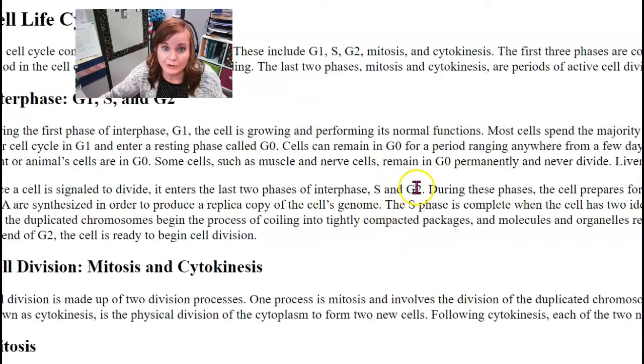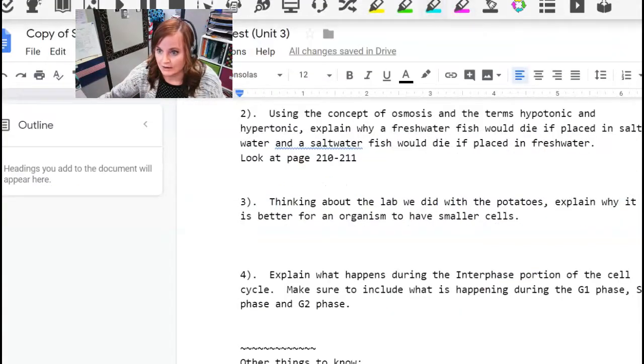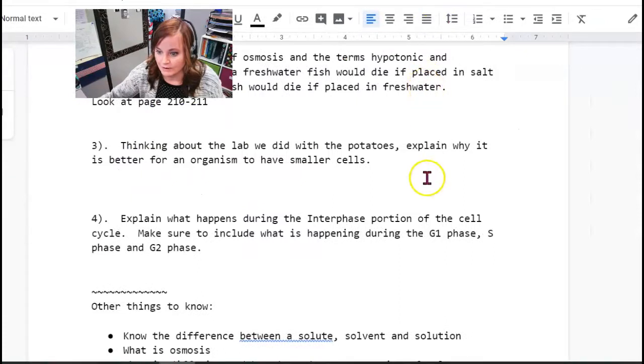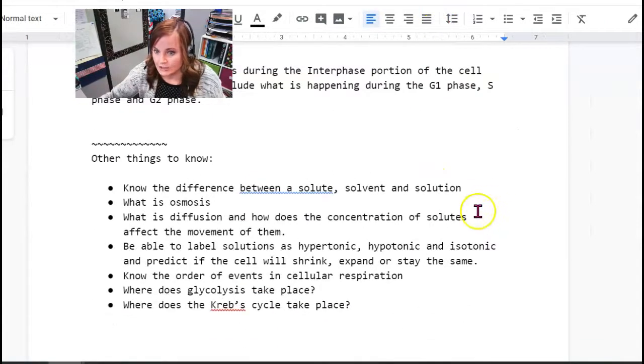So again, reread this, put it into your own words. Don't just write what's on here. But that's what you're paraphrasing as part of that answer for the test. Okay, let's go back to your study guide real quick here. And just a few other parts that you need to know.